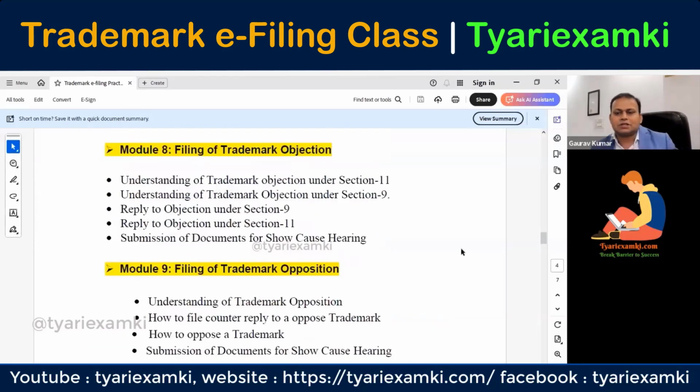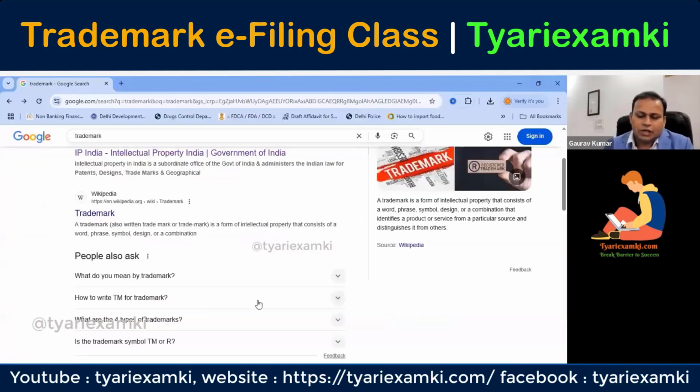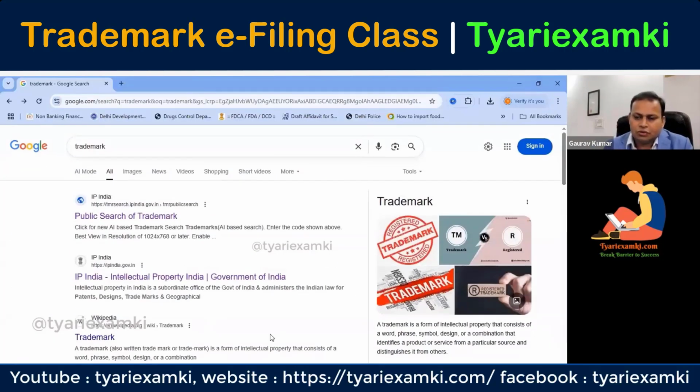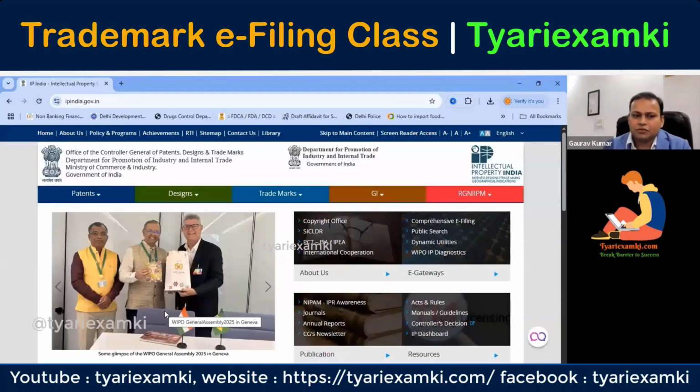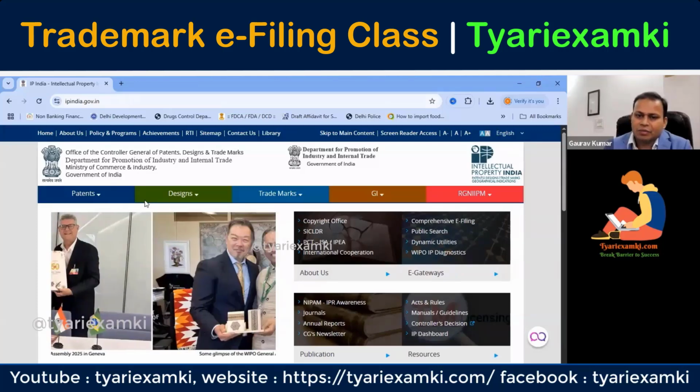Okay, now let us start. Now, first of all, the things that you need to know for the class, since you are taking the class of trademark learning and trademark practicals. The government has given us a website which is called ipindia.gov.in. This is the website of the Office of the Controller General of Patent, Design and Trademark.